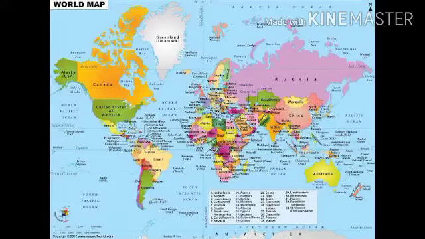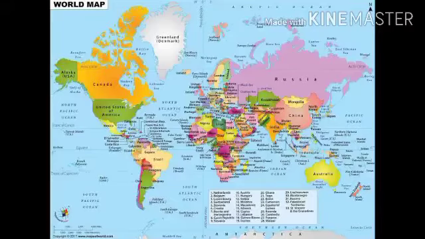Now the Sahara desert, the world's largest desert, is also located in Africa. The continent is bound on all sides by oceans. The longest river, the Nile, also exists in Africa.